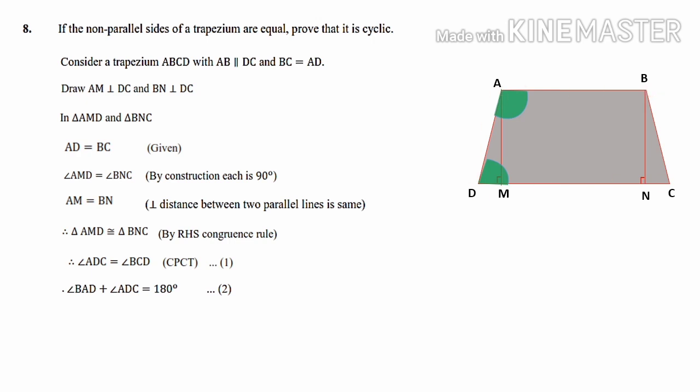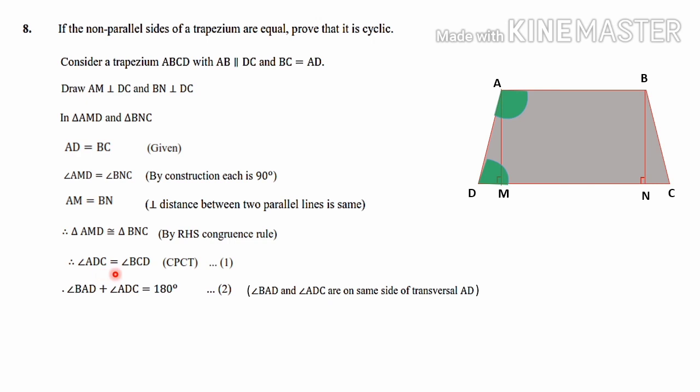When we add these two angles, we will get 180 degrees, because angle BAD and angle ADC are on the same side of the transversal AD. This you have studied in class 7, parallel lines properties. So there we have learned these things. You must go through it if you don't know the properties.